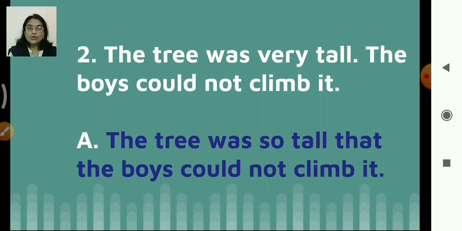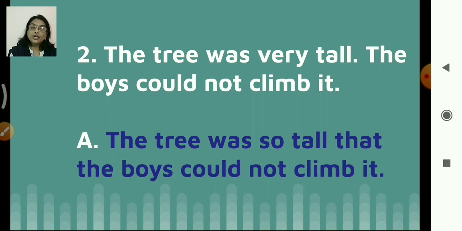Right? So, what is done here again? We have removed very and we have added so. And then we have joined the sentence by using that and removing the full stop. Now one thing children, if you have realized, we are not changing the meaning of the sentence here. While removing and adding some new words, we are not supposed to change the meaning of the sentence. The meaning of the sentence should remain same. So here we have done the same thing.